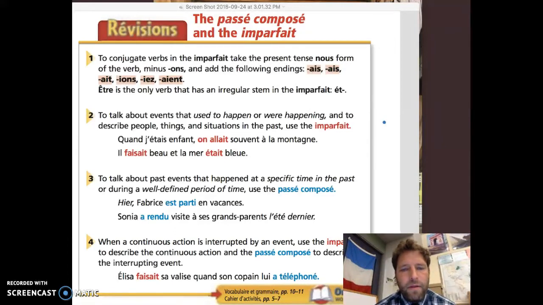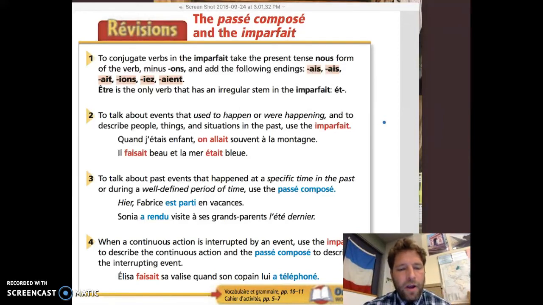And then for past events that happen at a specific time, we use the passé composé, and it's usually a well-defined period of time. So for instance, hier, Fabrice est parti en vacances. So yesterday, the specific time, Fabrice left for vacation. Sonia a rendu visite à ses grands-parents l'été dernier. So last summer, again a very specific time in the past, Sonia visited her grandparents.